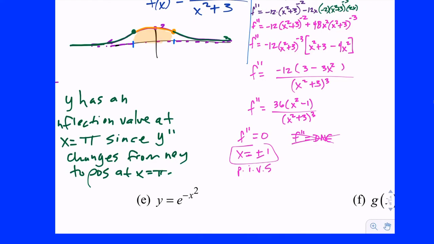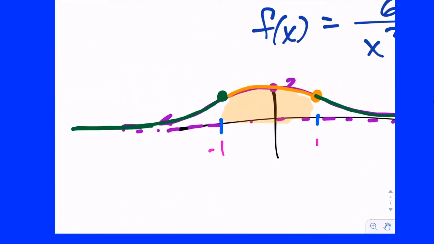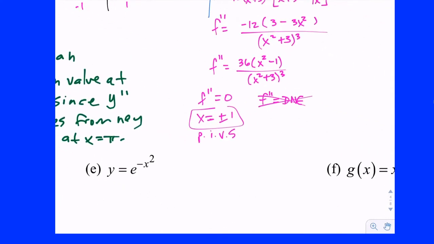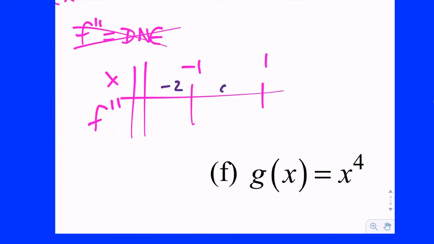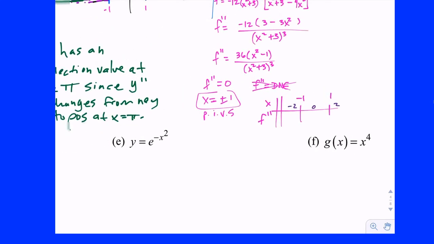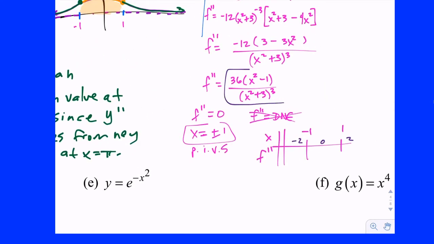Now, of course, since we know what the graph kind of looks like, we've got our answer, don't we? For intervals of concavity and everything. We know that this is negative 1, we know this is positive 1. But let's say we didn't know what the graph looked like. What could we do? We can make a little number line chart. X, F double prime, negative 1, positive 1. There's no discontinuity, so we pick some values like negative 2, 0, and 2, and we plug them back in right here.